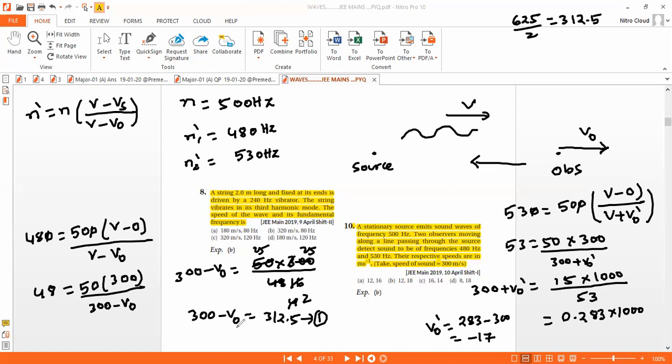So here V naught is 12.5. So approximately, in the given options, the first one is 12 and the second one is 17. That is option B.